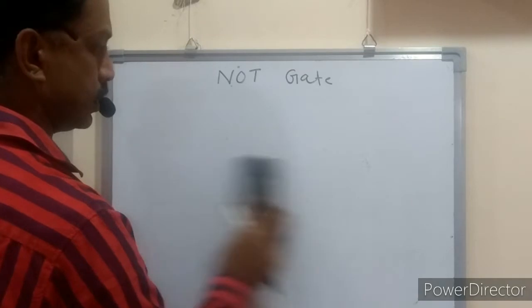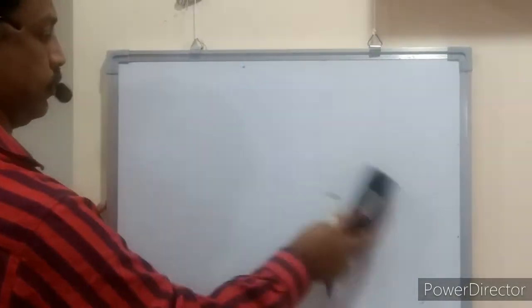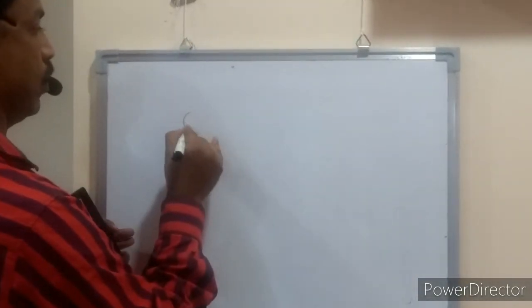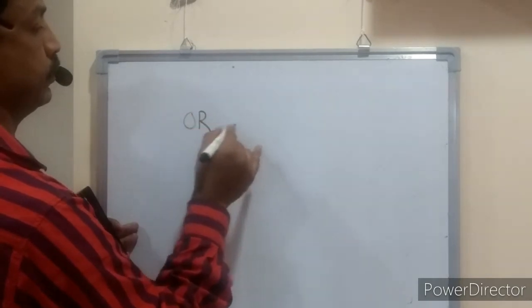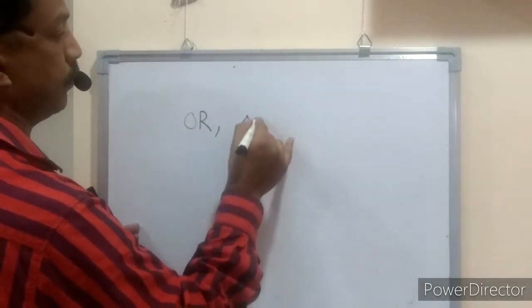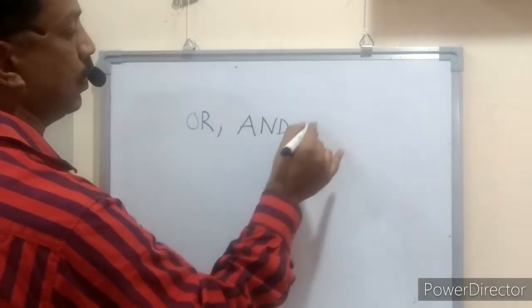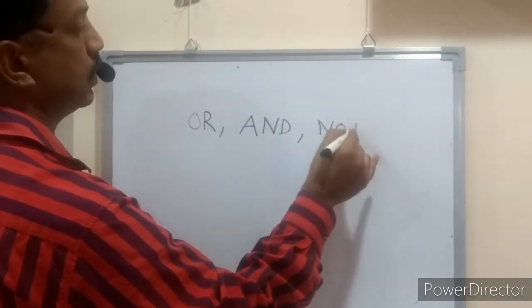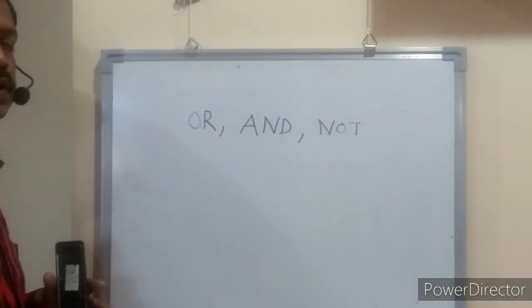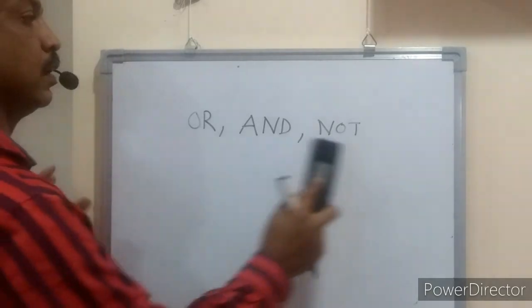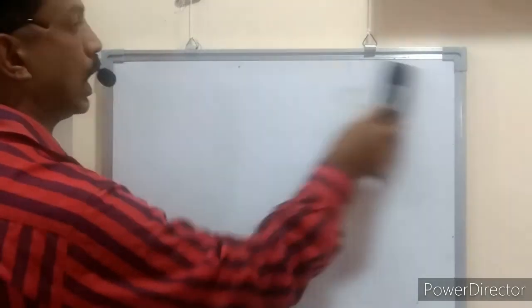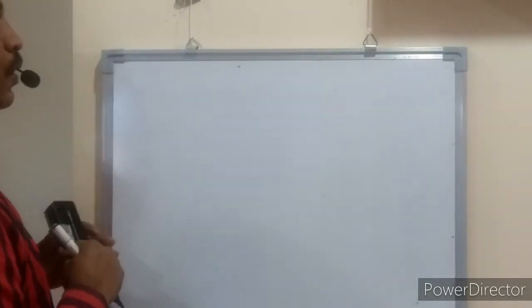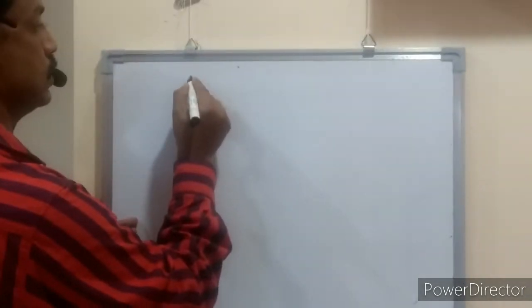So these three are the basic logic gates. Which three? OR gate, AND gate and NOT gate. These three logic gates are known as basic logic gates. Now next we see the derived logic gates. The first one is the NOR gate.